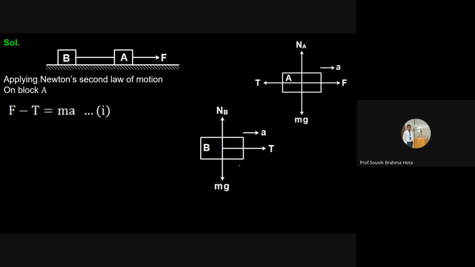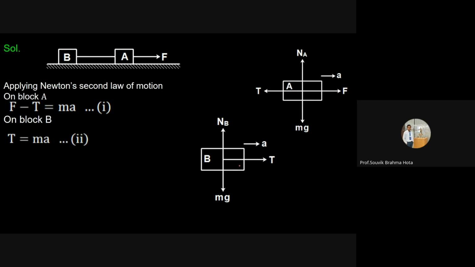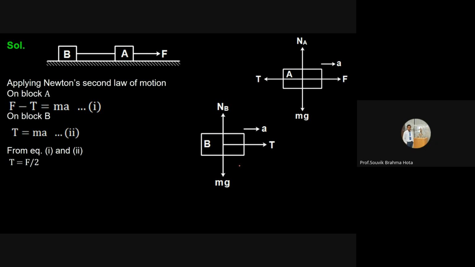Now if you apply Newton's second law of motion on block A, net force is equal to m into a. Net force is F minus T, which is equal to ma, mass into acceleration. So this is the first equation. On block B, tension is equal to mass into acceleration, that is the net force on it. So from equations 1 and 2, tension is equal to F by 2.